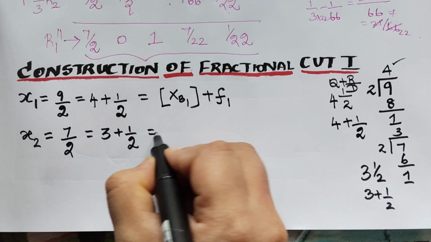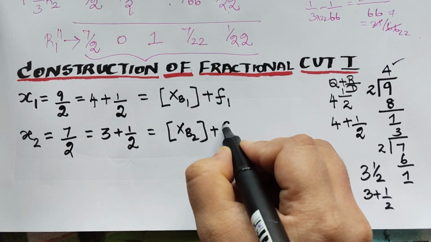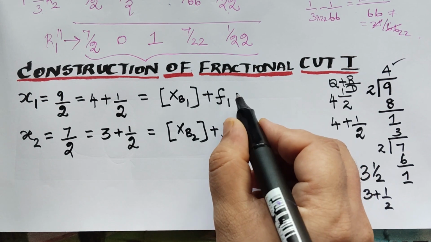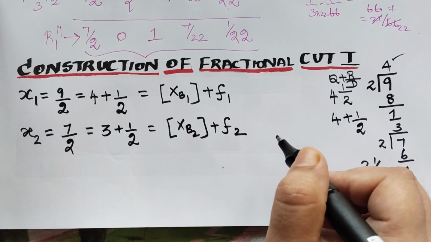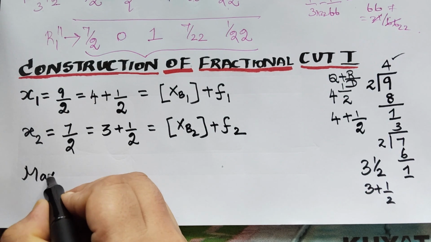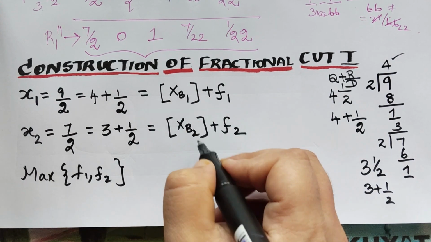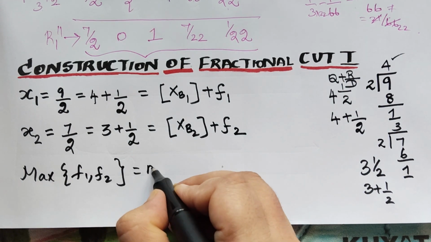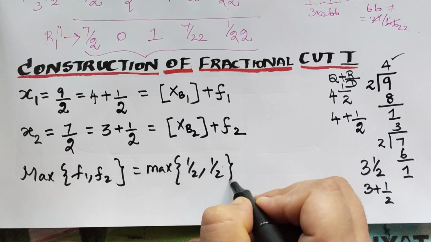So the integral part is represented as xb2 plus the fractional part is represented as f2. Now what is f1? f1 is 1 by 2, f2 is 1 by 2. We have to choose the maximum of f1, f2. Now for this problem, since in both cases f1 and f2 was 1 by 2, we will have 1 by 2 itself. Why are we doing this?